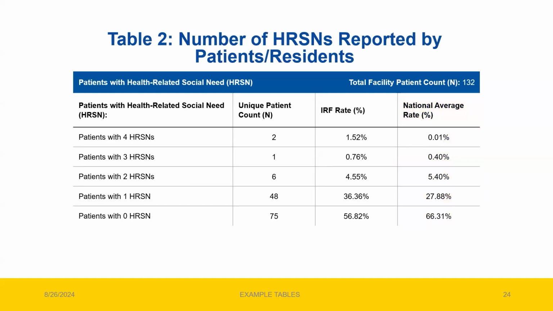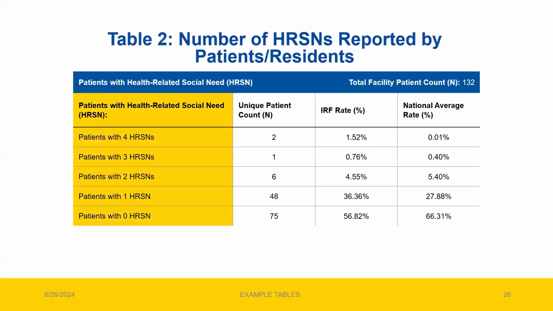Now, let's take a look at the example for Table 2, which uses the same sample inpatient rehabilitation facility. As with Table 1, Table 2 displays the total facility patient count for the defined period in the table's header row in the top right. Again, we see that our sample IRF has 132 patients during the specified 12-month performance period.